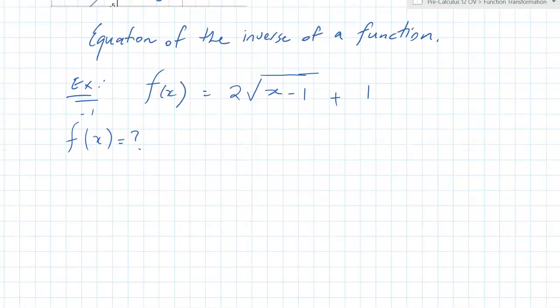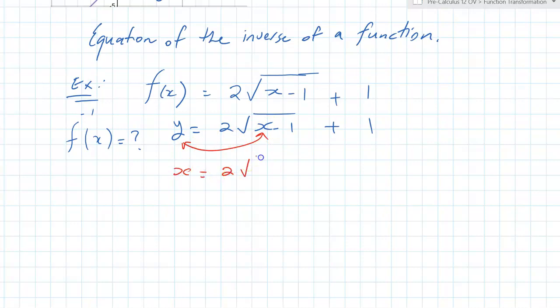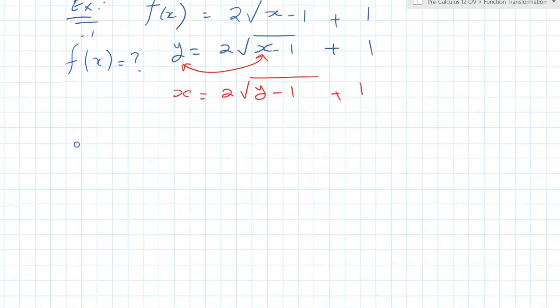So let's suppose we want to find the equation of the inverse of a function, and the function is supposed to be given to you. It doesn't matter what it is, but the process in terms of algebraic operation is that you just want to interchange x and y and then solve the equation again for y. So I'm just going to replace f of x with y, and now I'm going to interchange x and y. Simple as that. So this becomes x equals 2 times the square root of y minus 1, plus 1. That's the very first step you have to do.